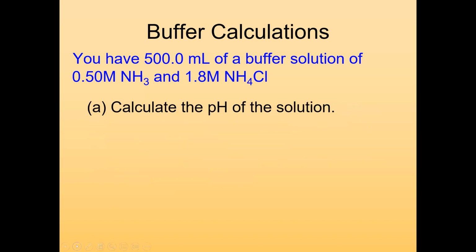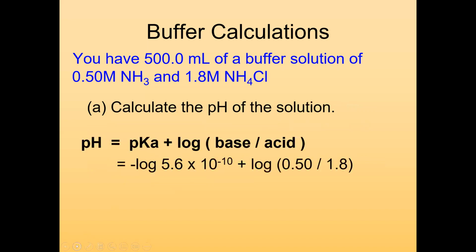So first, calculate the pH of the solution. Remember, we can do this using Henderson-Hasselbalch with either molarity or moles. Here we do have molarity for both the acid and the base. And we need Ka of the acid, which is the ammonium, the NH4. You cannot substitute Kb for Ka using the same Henderson-Hasselbalch equation. So that would give us a buffer solution with a pH equal to 8.70.